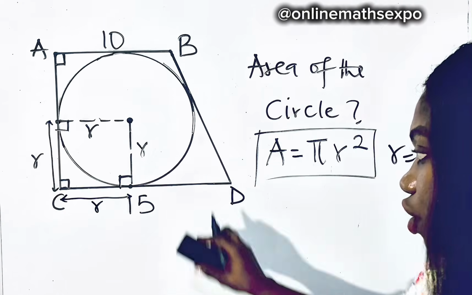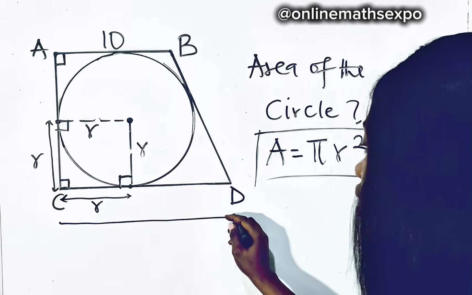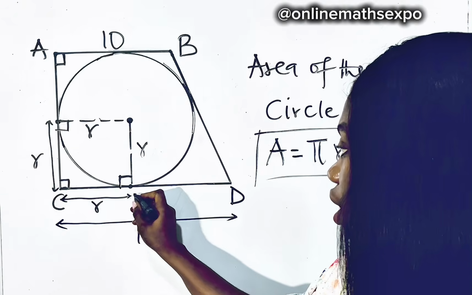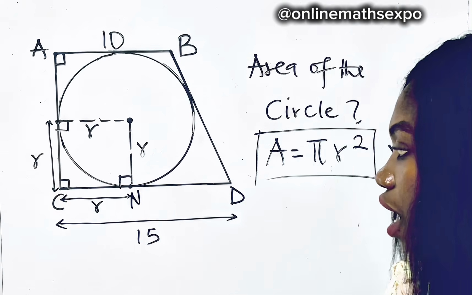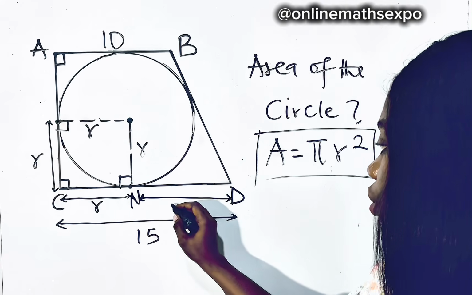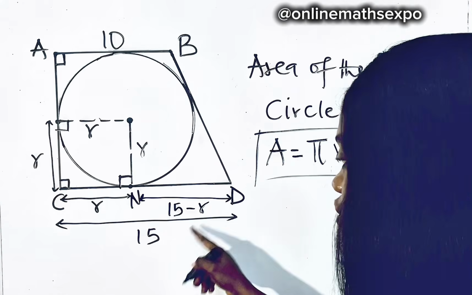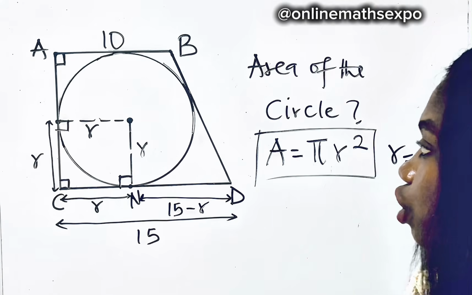It means we can adjust this length. Remember that the whole length CD is measured as 15 units. If from here to here is R, we can label this point N. If CN is R, it means that ND is going to be 15 minus R. So that when you add these two, it gives you back 15. You have not changed anything. Now, what should we do next?